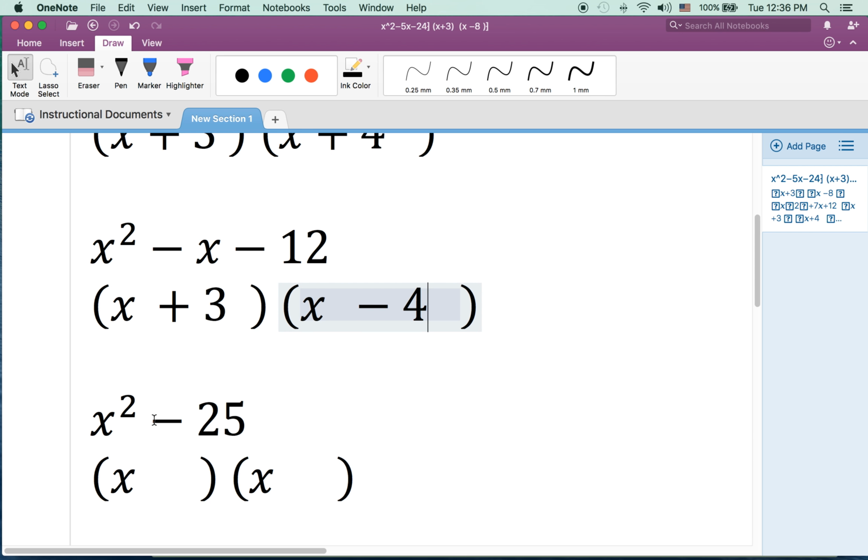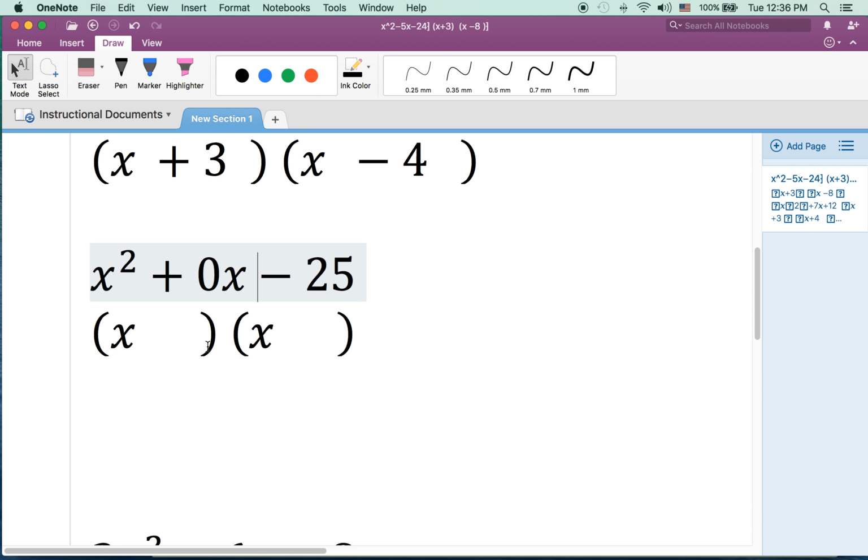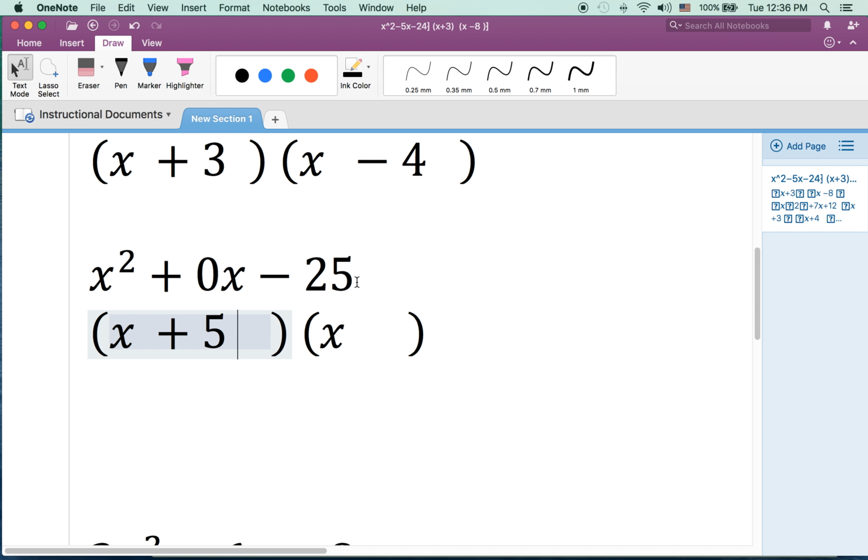Okay, well, this looks like a different problem, but it's not. We just have to add in 0x. Now we want two numbers that multiply to negative 25 and add to 0. If we sit around and think about this for a while, we will figure out that they have to be the additive inverses, the same number with different signs. Okay, positive 5 and negative 5 add up to 0.